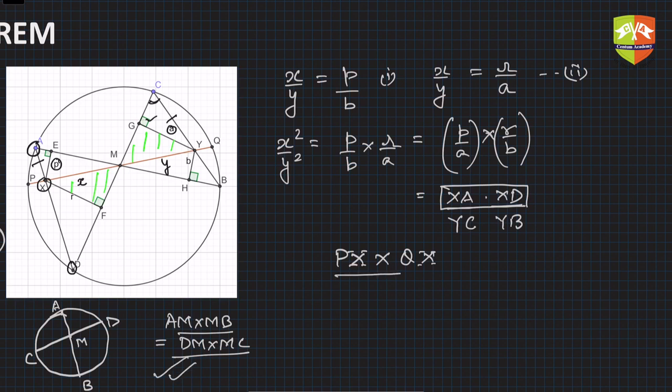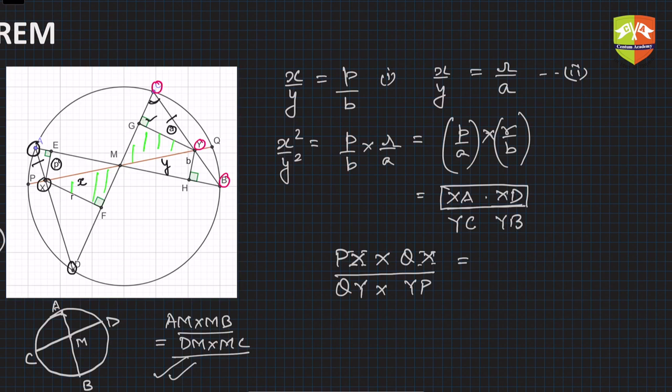Similarly, in the denominator, YC into YB. So here is B, here is Y, here is C. So BC is the chord and PQ is the intersecting chord. So you can again write QY into YP.